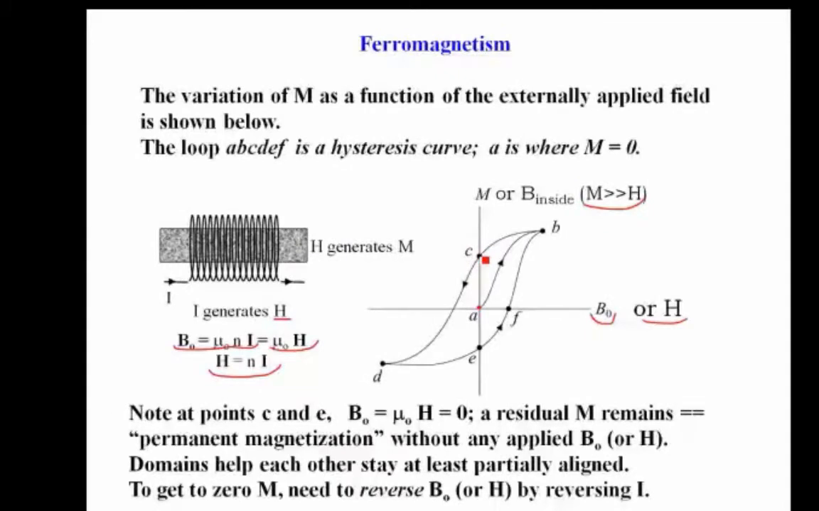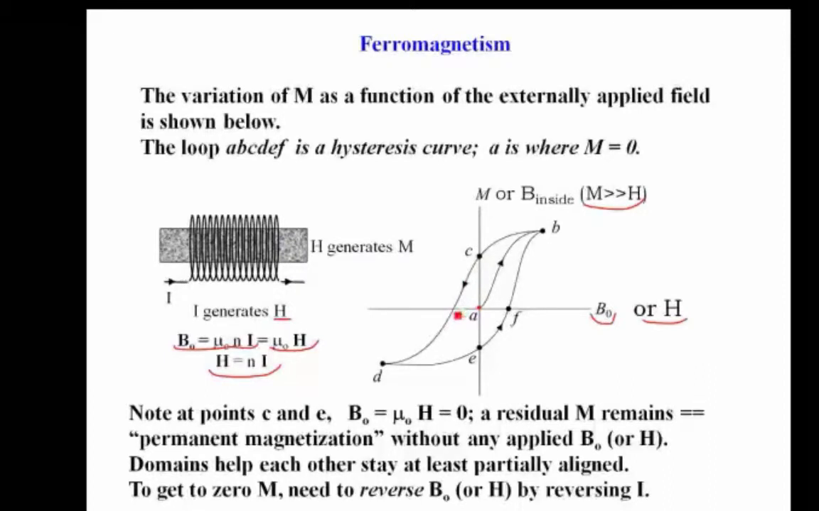In order to get 0 M, we have to actually reverse the B0. So we turn the current around and we force this alignment to go away by getting down here. But remember that you have a M and you have an applied H to give you this 0 value. What's happening then in terms of domains is that they're lining up here like this, and then you're forcing them to react to this change. They're trying to flip.